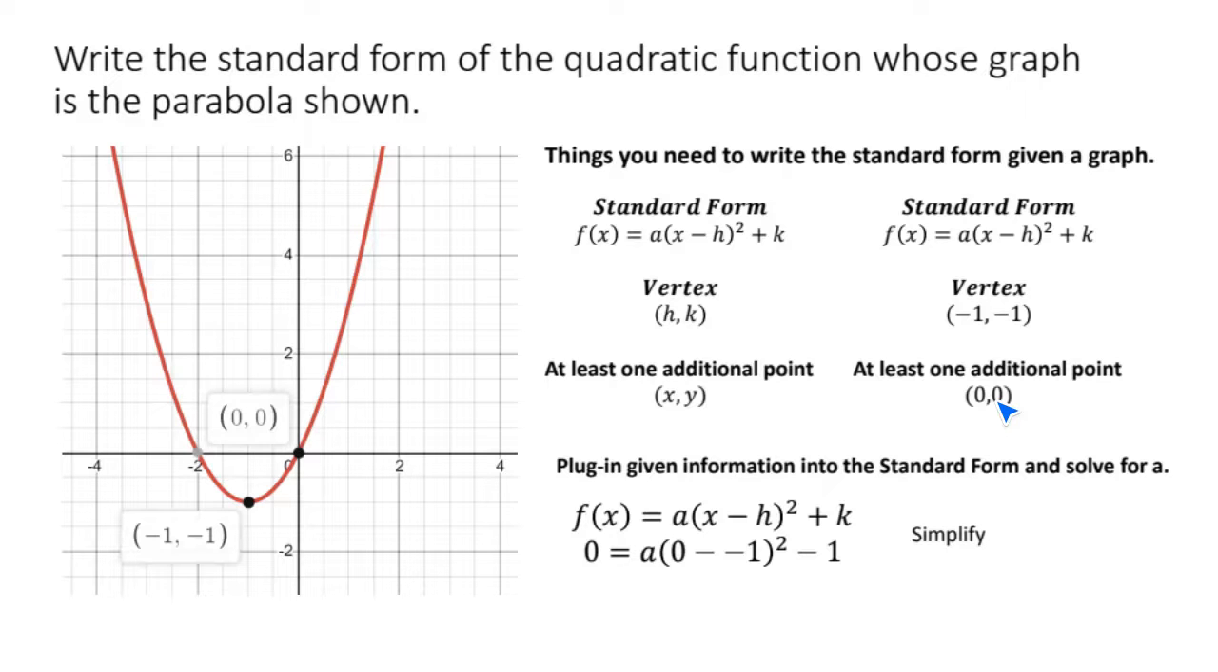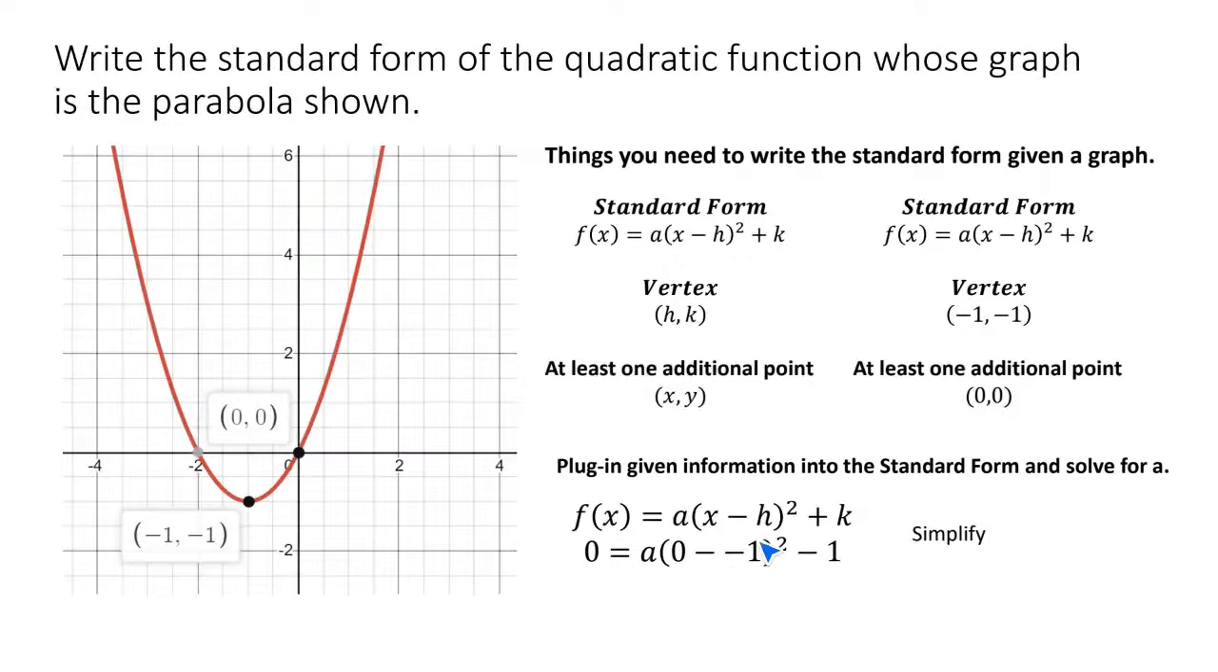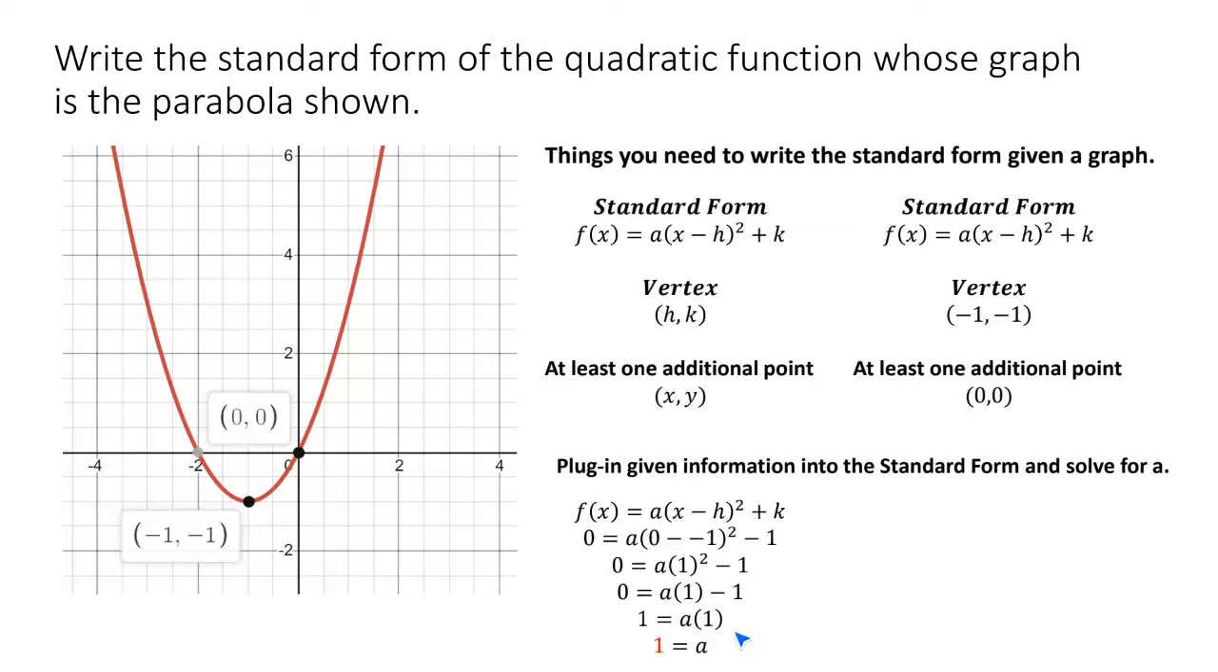So I put in 0 is equal to a. I don't know what a is right now. And then x comes from your additional point. X is 0. So I put in a 0. And then we have our h. Well, our h is negative 1. That's our vertex. So I'm going to have minus negative 1. And then our k is negative 1. Okay, so if I simplify, then I have 0 is equal to a times positive 1 squared minus 1.